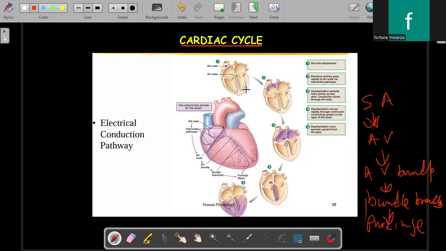Now let's go through the phases of the cardiac cycle. We'll go through all the 5 phases one by one and see what happens in each phase. So let's do that right now. There are actually 5 phases of the cardiac cycle. Before I start those 5 phases, I want you to understand these two terms.